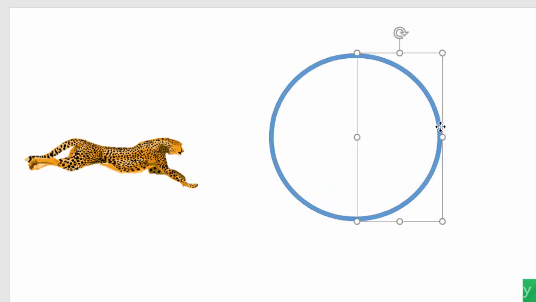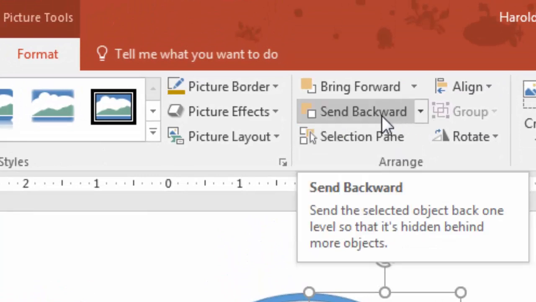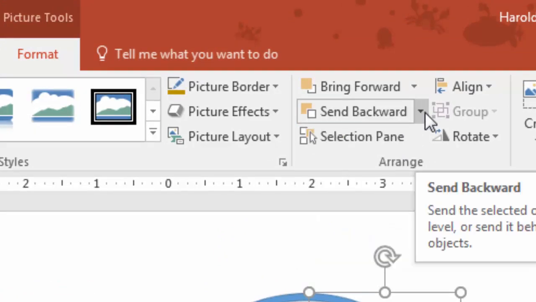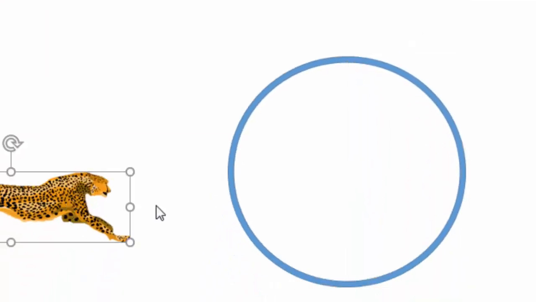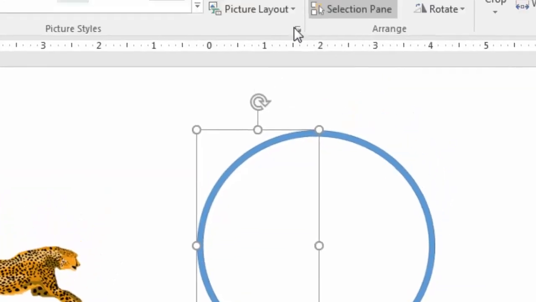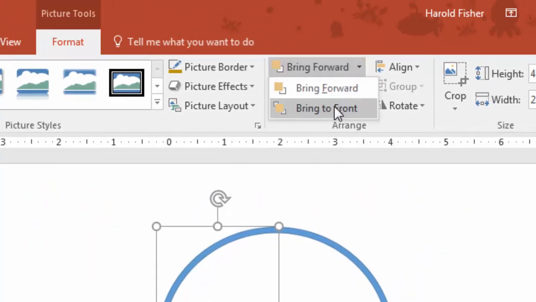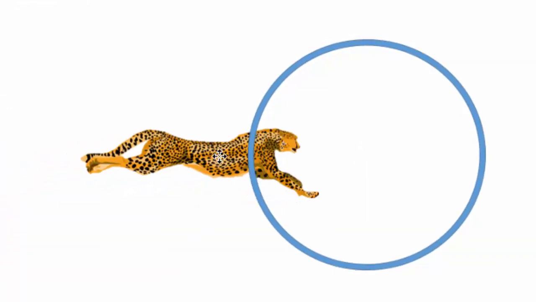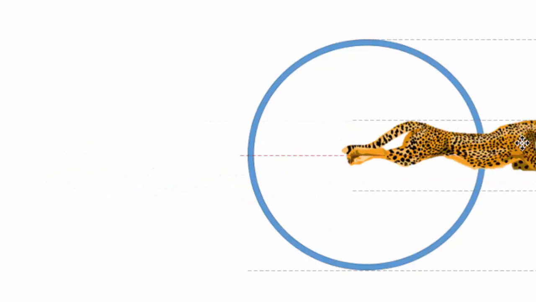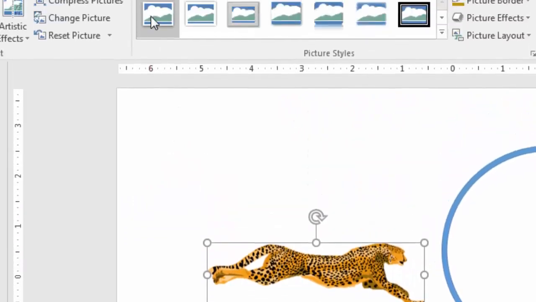So I'm going to click on this part of the circle. And notice here where it says Send Backwards on your ribbon. We're on the Format tab now. It automatically took you there. Click the drop down and choose Send to Back. And this one we want to bring forward. Click the drop down and choose Bring to Front. And so let's click on the cheetah, let's move him. Now he's going behind, and then he goes in front. That's perfect.